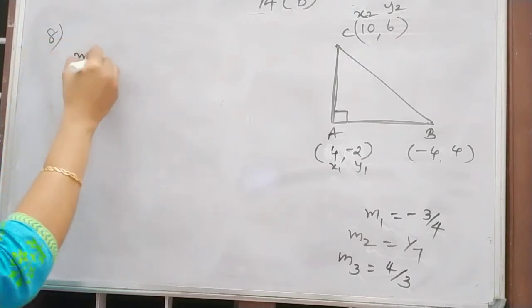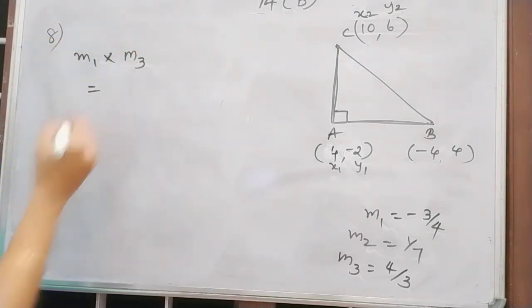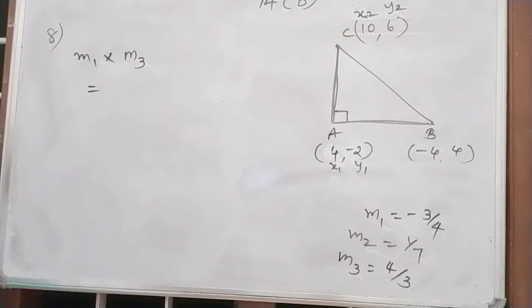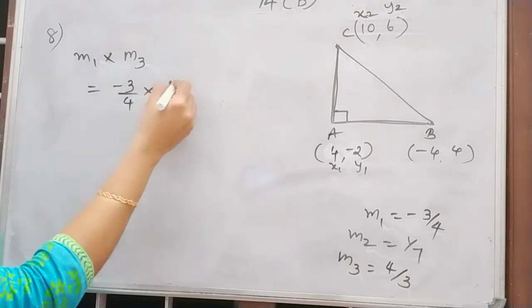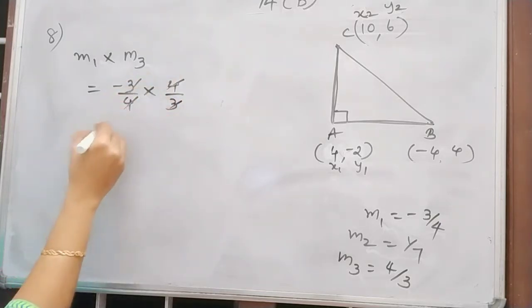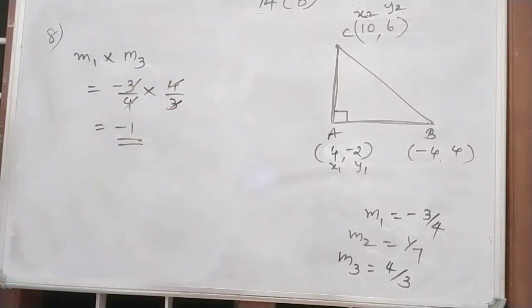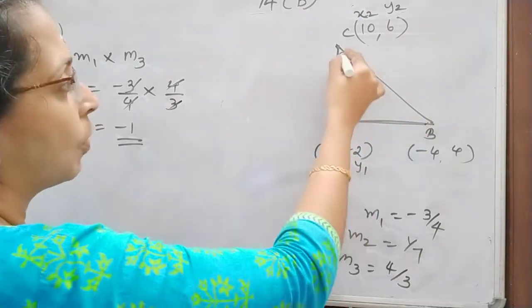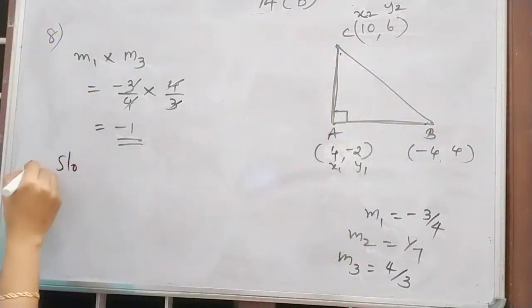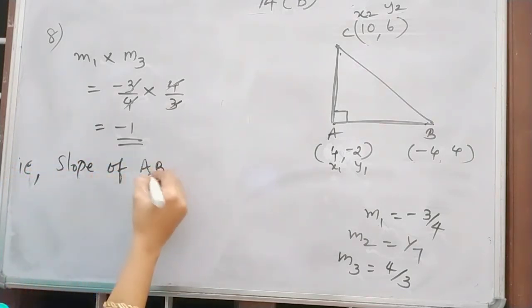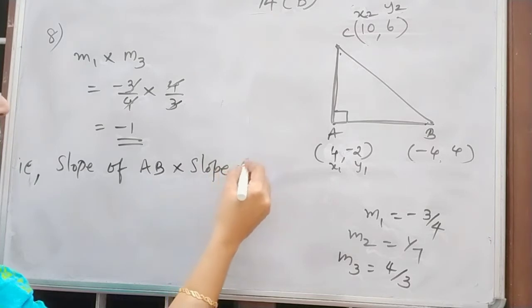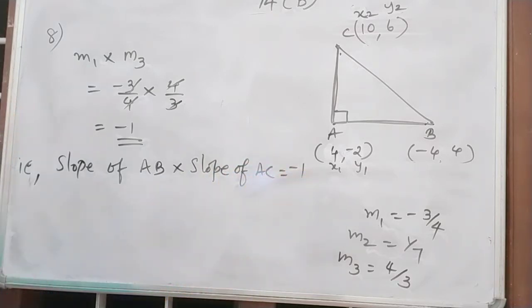So look at m1 into m3. m1 is negative 3 by 4, into m3, which is 4 by 3. Cancel, and we get negative 1. So we can say that the slope of AB into the slope of AC is equal to negative 1.